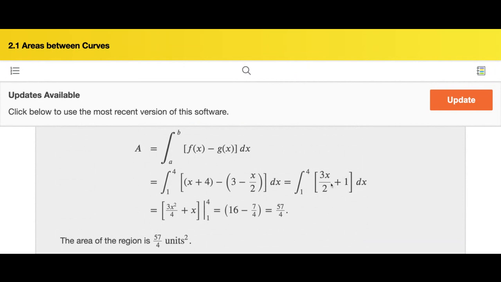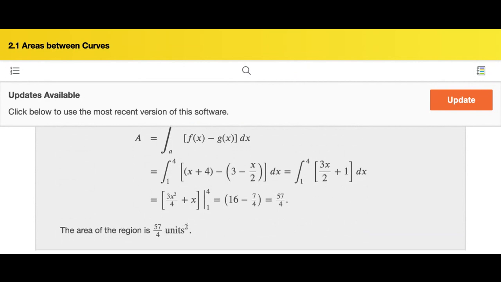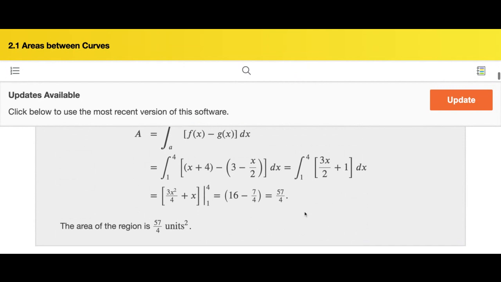Then we integrate this, antidifferentiate this, and evaluate from 1 to 4. We get 57 over 4. That's it. And we don't care about the units, right? We don't care about the units. Just a pure mathematical idea at this moment. So 57 over 4.